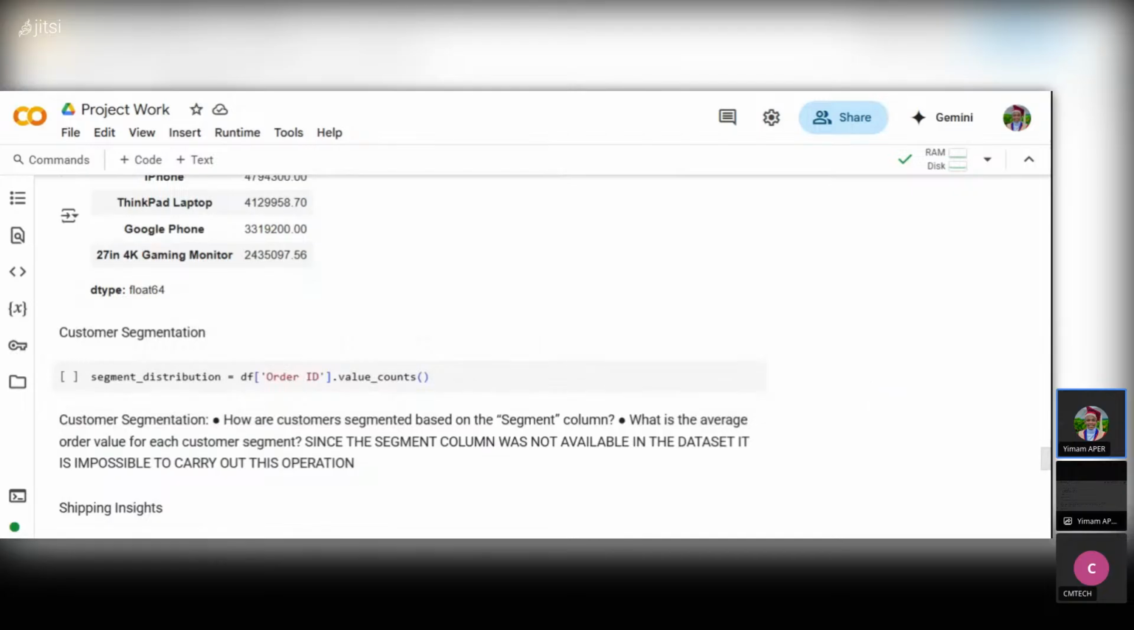The next question, customer segmentation. How are customers segmented based on segment column? Now I didn't attend to this question, because it kind of gave me some little trouble, as there was no segment column. Since I'm new to this and I was finding it difficult to go about it, but there was no segment column, so I didn't do anything about it. Then, what is the average order value for each customer segment? And since there was no segment column, I left it unattended to.